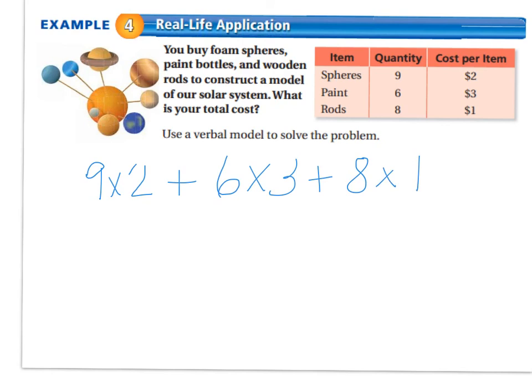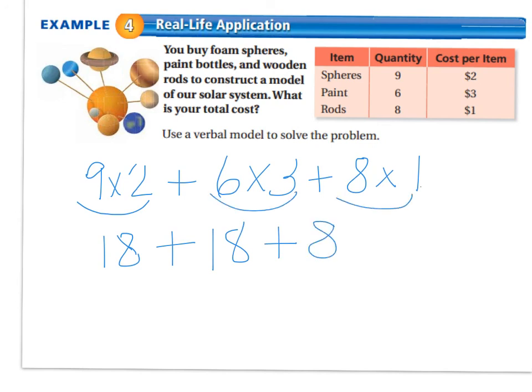Again, order of operations comes into play. Please excuse my, multiplication comes before addition. So 9 times 2 is 18, plus 6 times 3 is 18, plus 8 times 1 is 8. So I did all of the multiplications first.